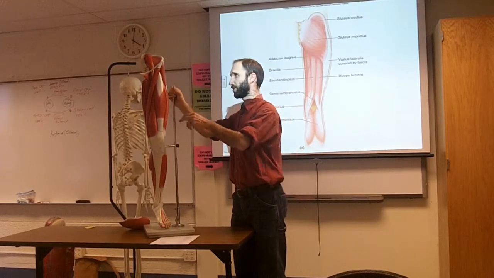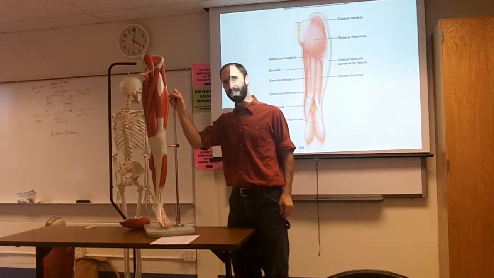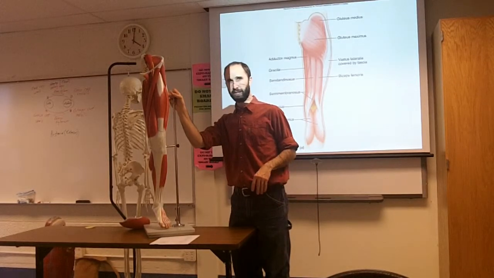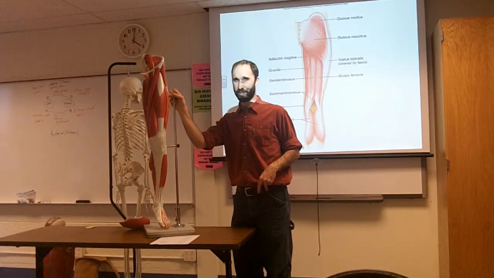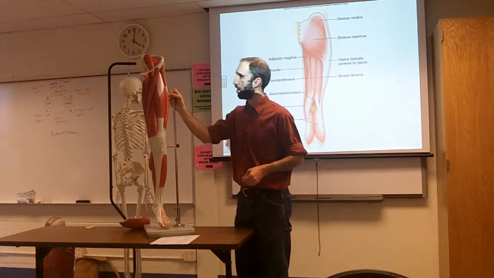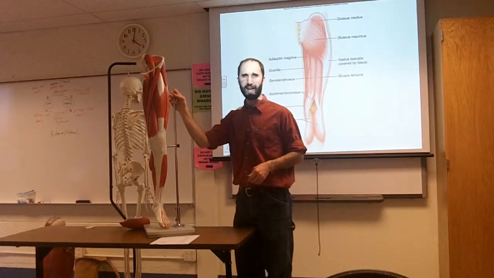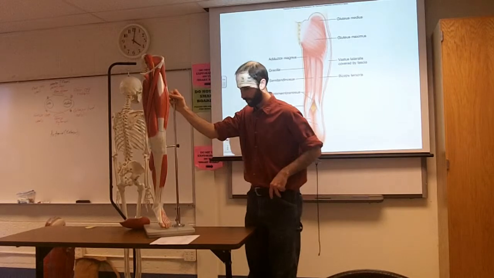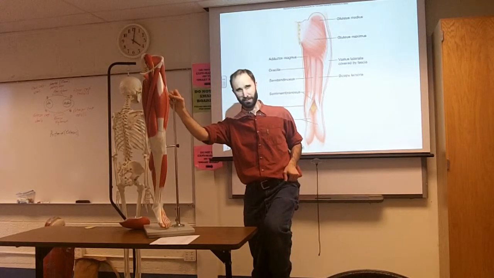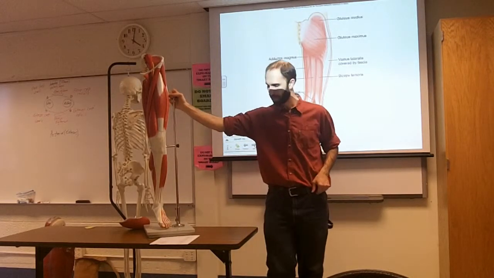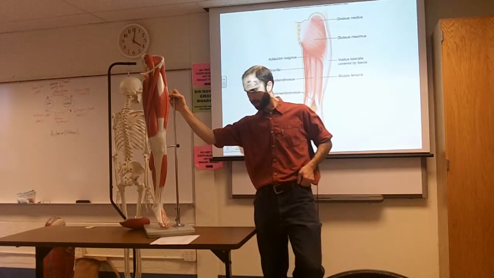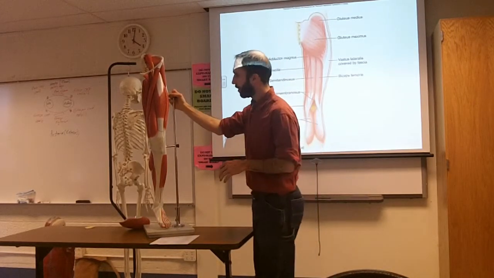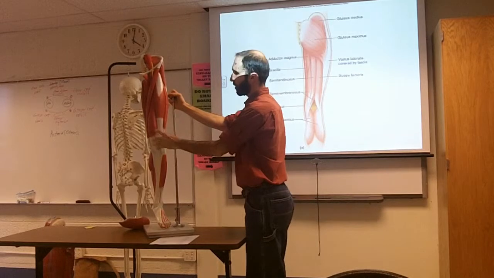Rectus femoris actually starts on the AIIS. That's the anterior inferior iliac spine, which was not on your list, but that's where it does attach. Just underneath the ASIS, but it's on your ilium. And so it does cross the hip. It does help in flexion of the hip.